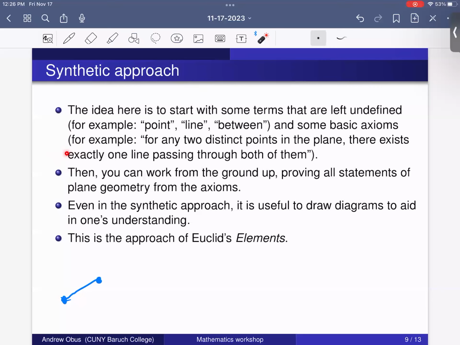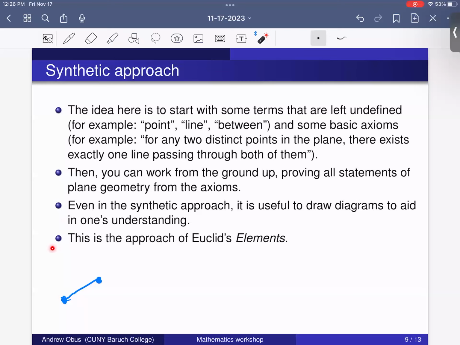But if you have the right set of axioms, or sometimes they're called postulates, that's basically the same thing, then you can work from the ground up and you can prove all of the statements about plane geometry from these axioms and from these definitions. And even though you're not really defining point and line in between, it's still useful to draw diagrams to aid in one's understanding. So when you do these kinds of proofs, you're usually going to be drawing lines, you're going to be drawing angles, you're going to be drawing triangles.